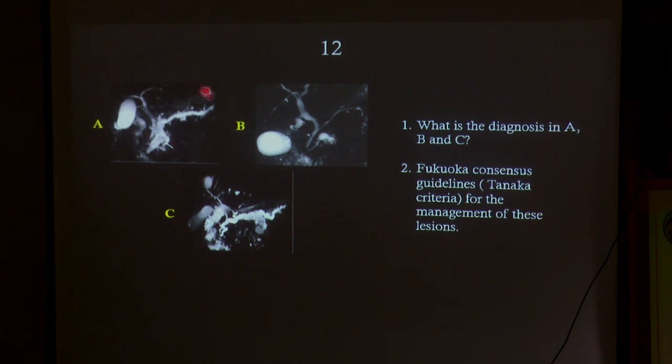So all are cases of IPMN as I showed. A is main duct type of IPMN, B is side branch duct IPMN, and C is the mixed form, wherein there is the presence of both main duct as well as side branch IPMN.